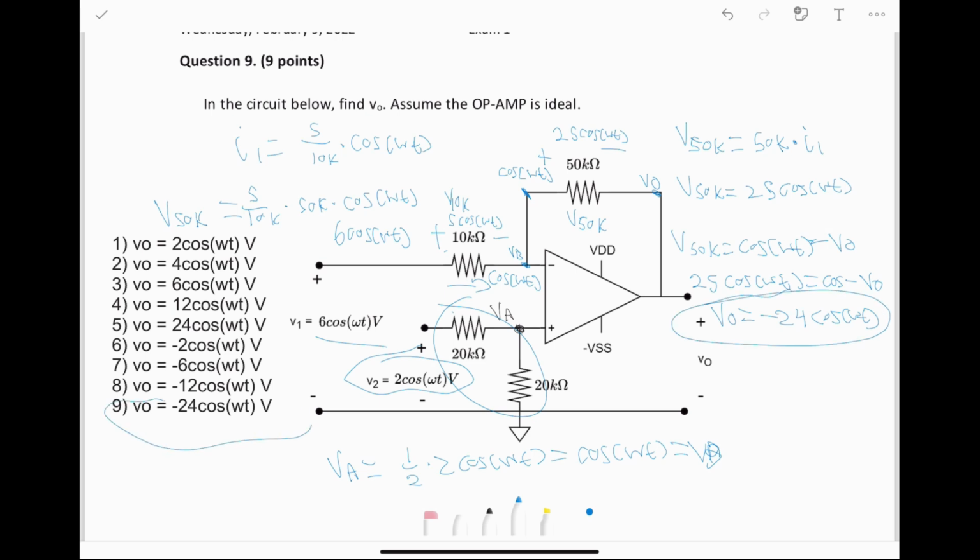It's right here, number 9. I hope that wasn't too confusing. I just wanted to solve things a little bit differently.